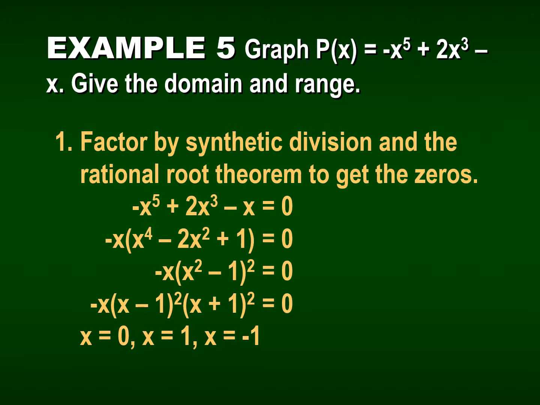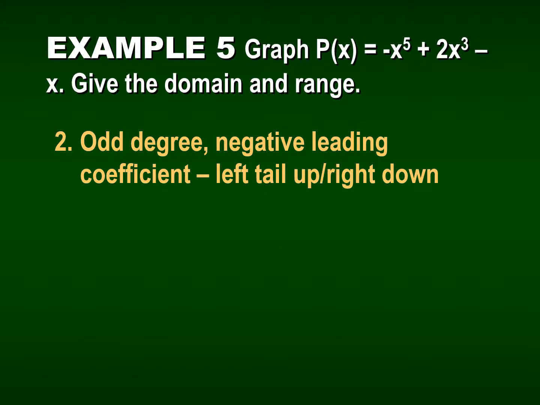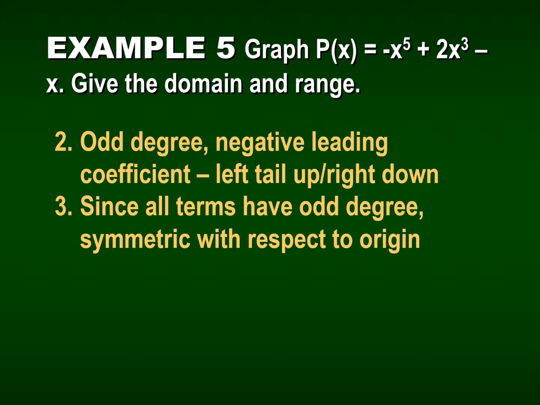Which means that we have our zeros x equals 0, x equals 1, x equals negative 1. However, 1 and negative 1 have a multiplicity of 2 because those factors happened twice. It's an odd degree because it's a degree 5 and it has a negative leading coefficient, which means the left tail is up and the right tail is down. All terms have an odd degree, so they're symmetric with respect to the origin.